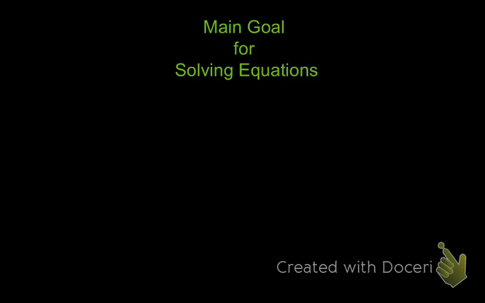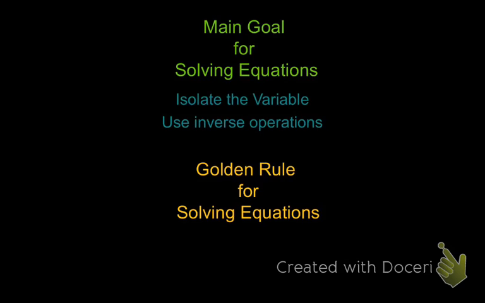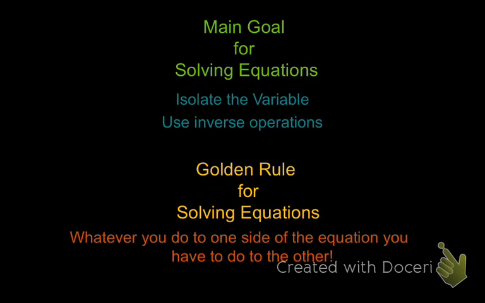So remember, your main goal for solving equations is always to isolate your variable, use inverse operations, and then our golden rule for solving equations says whatever you do to one side of the equation, you have to do to the other side. So make sure that you have all three of those things in your notes. Your main goal is isolating the variable and to use inverse operations in doing that. And then your golden rule for solving equations is whatever you do to one side, you must do to the other. So pause the video, write this down if you don't already have it in your notes.